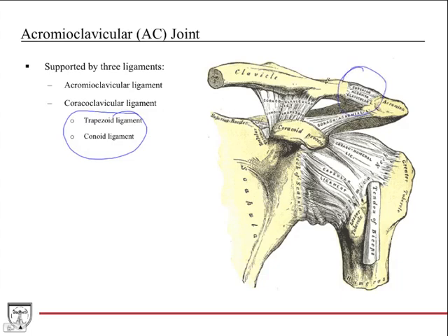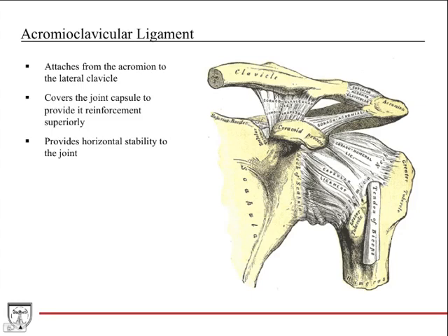This is the acromioclavicular ligament. This is the coracoclavicular ligament. Trapezoid ligament is lateral. Conoid ligament is medial, and let's talk a little bit more in depth about these. So the acromioclavicular ligament, it's in the name. It attaches from the acromion to the clavicle. It's also called the AC ligament.